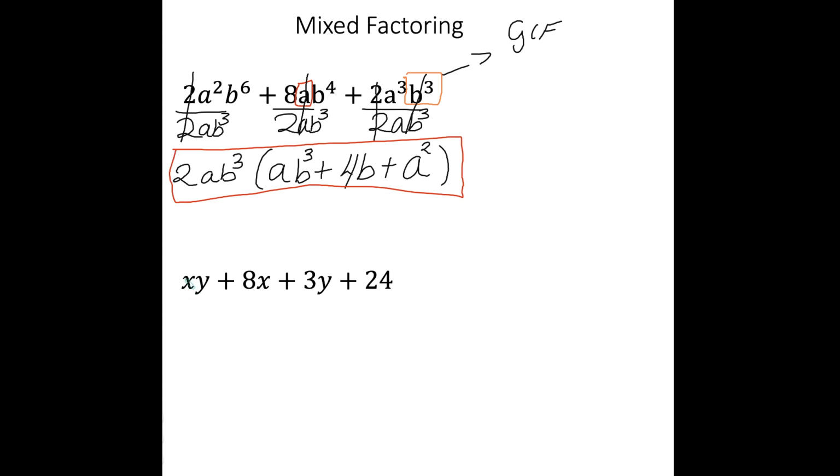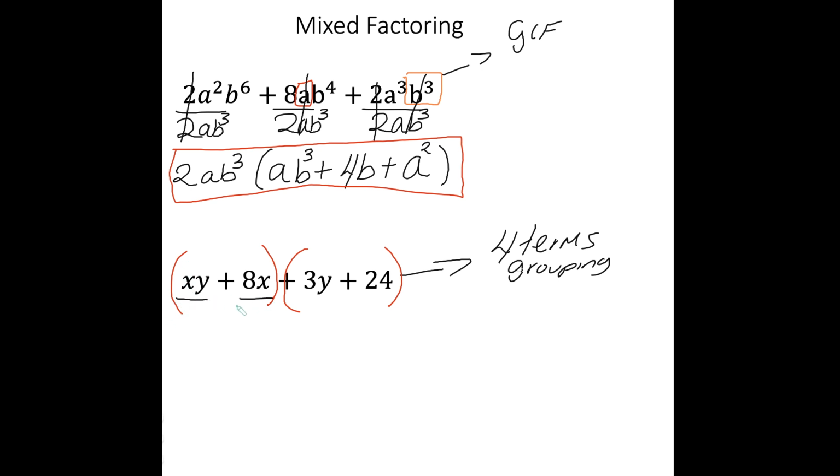Our second problem, I have xy plus 8x plus 3y plus 24. Whenever you have 4 terms, you're going to use factoring by grouping. That's your clue. 4 terms, you're going to use grouping. So I'm going to group the first 2, and I'm going to group the second 2. And now I'm going to do a GCF factor.